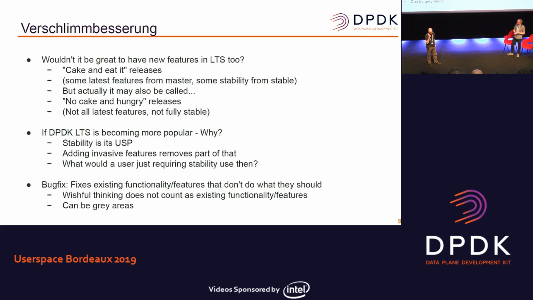In terms of bug fixes, we're talking about fixing existing functionality or features. Wishful thinking absolutely doesn't count, like "I really wish feature X was also in because I feel it's needed." That doesn't really count. Of course, there can be grey areas, so we can't make a rule to say this is in, this is out. Everything really has to be judged.